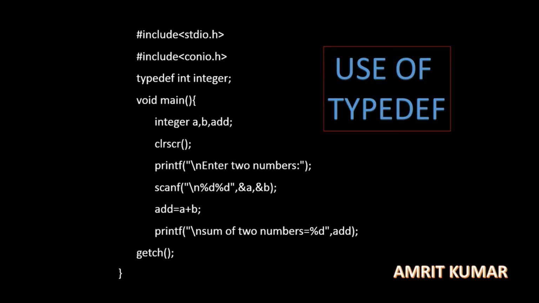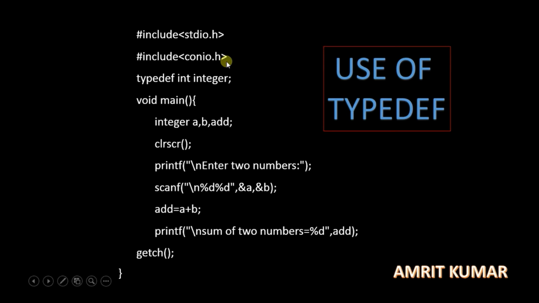So here is the program in which I am dealing with the typedef. Typedef is actually a reserved keyword. This is a hashtag include stdio.h and this is hashtag include conio.h. Stdio stands for standard input output header file and conio stands for console input output header file. So these two are the header files.